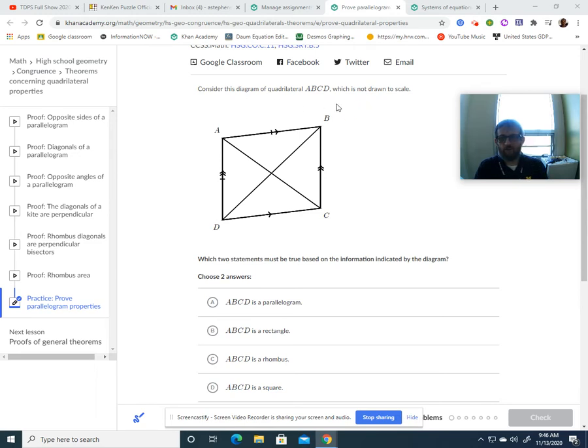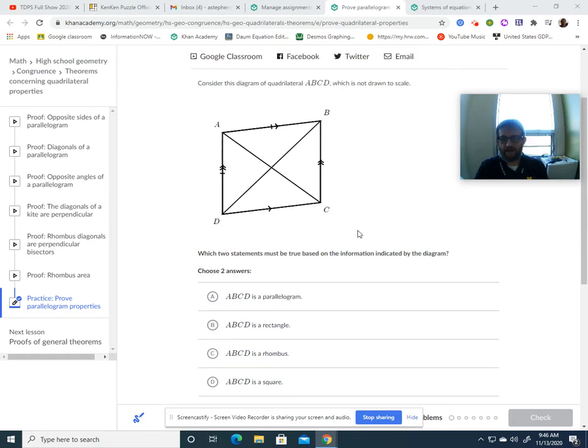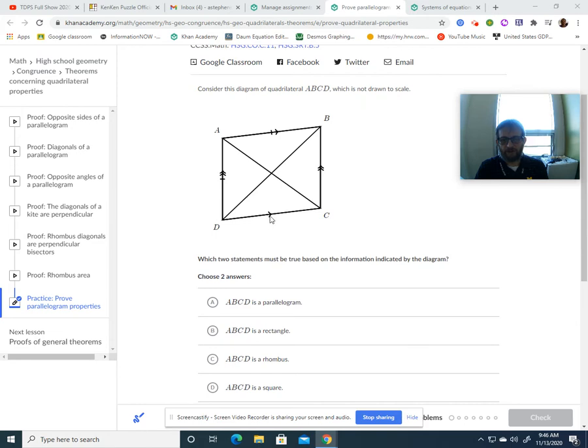Consider this diagram of the quadrilateral ABCD, which is not drawn to scale. Which of the two statements must be true based on the information indicated in the diagram? Okay, so they've told us that we have parallel sides. This is parallel to this, and this is parallel to this, so that is a parallelogram. Then they told us this side equals this side. Well, in a parallelogram, opposite sides have to be congruent. So this side equals this side, and this side equals this side, just because it's a parallelogram.